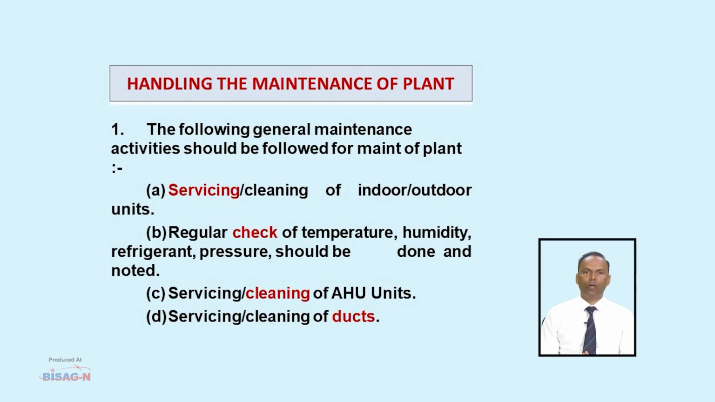Now coming, gentlemen, to the maintenance of the plant. Once the project has been planned and executed, now comes the part where maintenance plays its role. So he must make sure that servicing of the indoor and outdoor units is regularly carried out. Regular checks of temperature, humidity, refrigerant and pressure should be done at the noted time frames. Also cleaning of air handling units and cleaning of ducts. This is one parameter which should not be left to the lower level, and it must be regularly checked. Secondly, visual checks are very important.